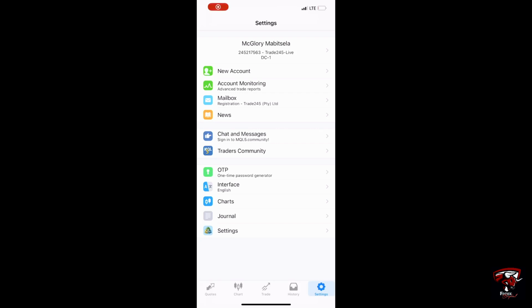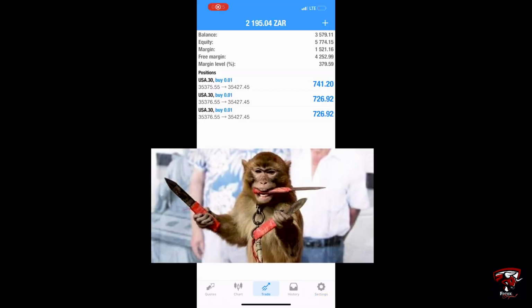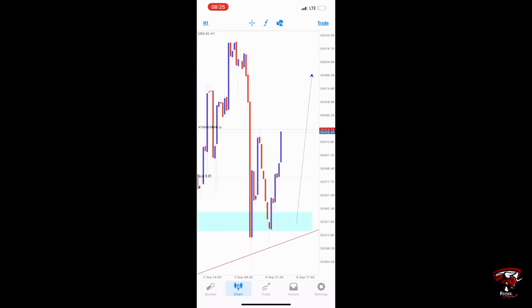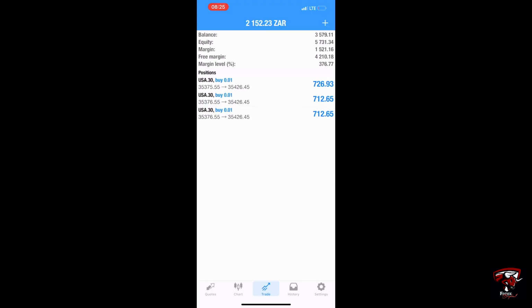And we're back again guys. Let's go check the account. Wow, we're in beautiful profits guys. Let me check the analysis. We're actually about to hit our take profit guys. As you can see, the market has respected our setup. Wow guys, as you can see, US30 is actually more volatile than NASDAQ.